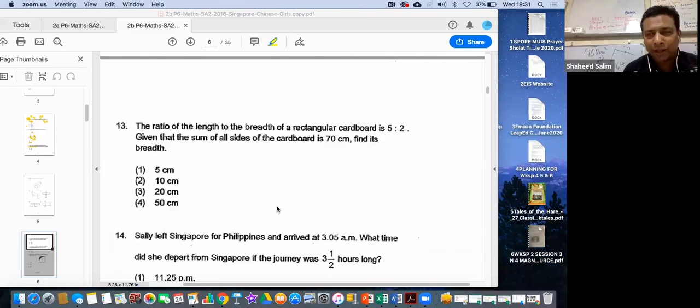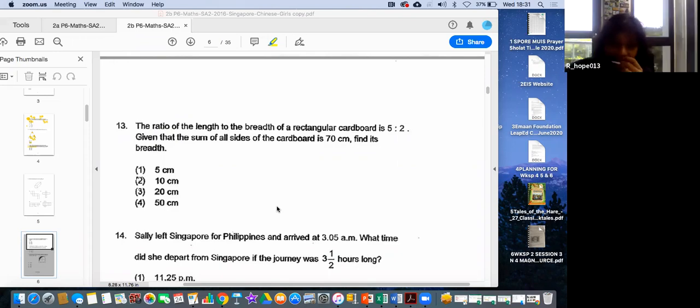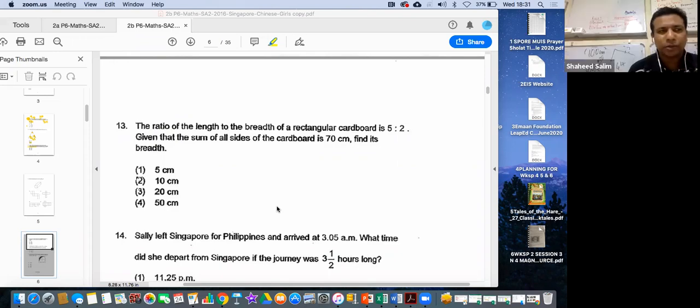3 for Zahira and Raihana. 1 minute more. Can I use calculator? Use calculator. Okay, use calculator because we are running short of time.